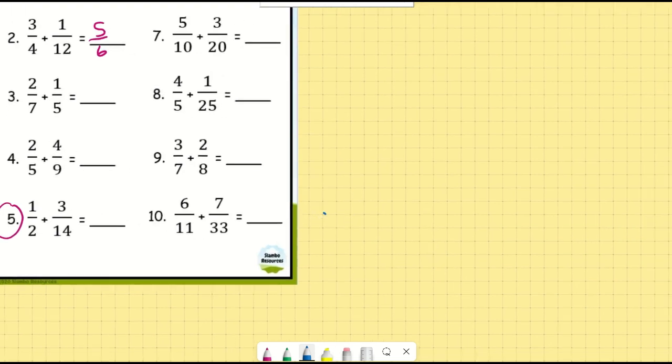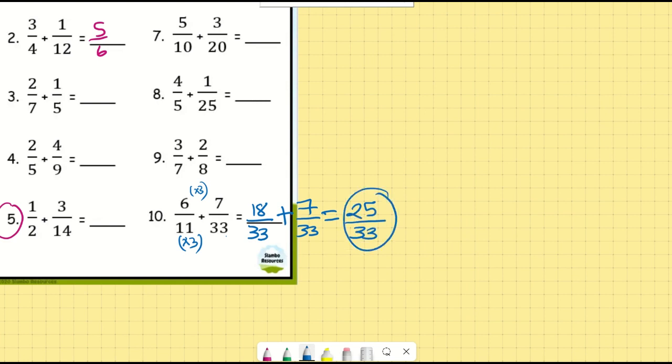I can just write it in here, I think. So I'm looking at 11 and 33. If I multiply this one by 3, I can multiply this one by 3 too. And then I get 33, the common denominator. So 6 times 3 is 18 over 33, plus 7 over 33. And then this will be 25 over 33 is the answer.